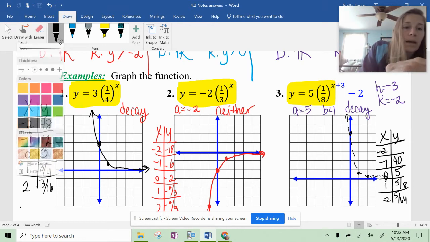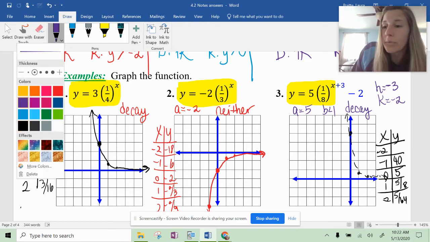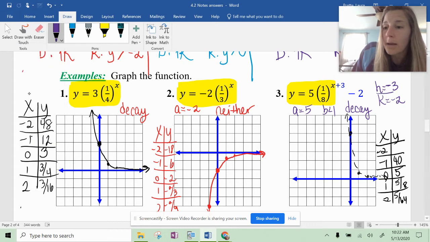Now, if I want to do the actual function, I'm going to shift these points. -3 was my h, so 3 to the left, and then 2 down. So 1, 2, 3, and then 2 down. 1, 2, 3, and then 2 down.